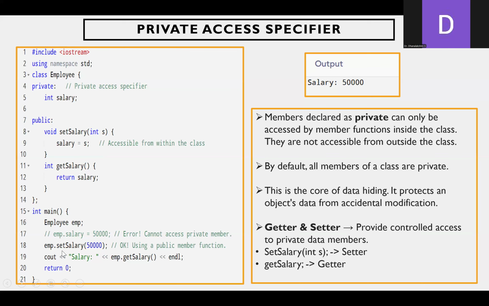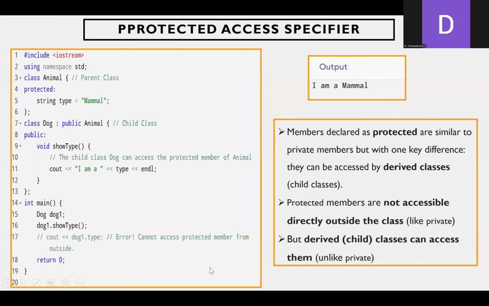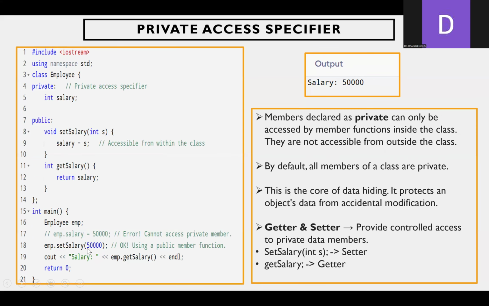Instead of that, we can use the public function like setSalary. So emp.setSalary, you can assign whatever value you want. Finally, we can display the salary. This calls the getSalary function, which returns the stored salary and prints it on the screen. So these provide controlled access to the private data members, setSalary and getSalary. Now the output is 50,000. Whatever we gave here will be printed.